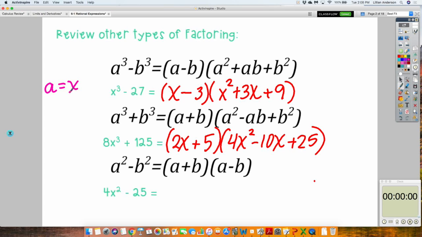So it's important that you're able to recognize what your a is and what your b is, so that you'll be able to factor. So in this case, a was x, b was 3. In the second case, a was 2x, and b was 5. Be very careful when you have a coefficient in front of that first term. Questions on the cubes and how to factor those?